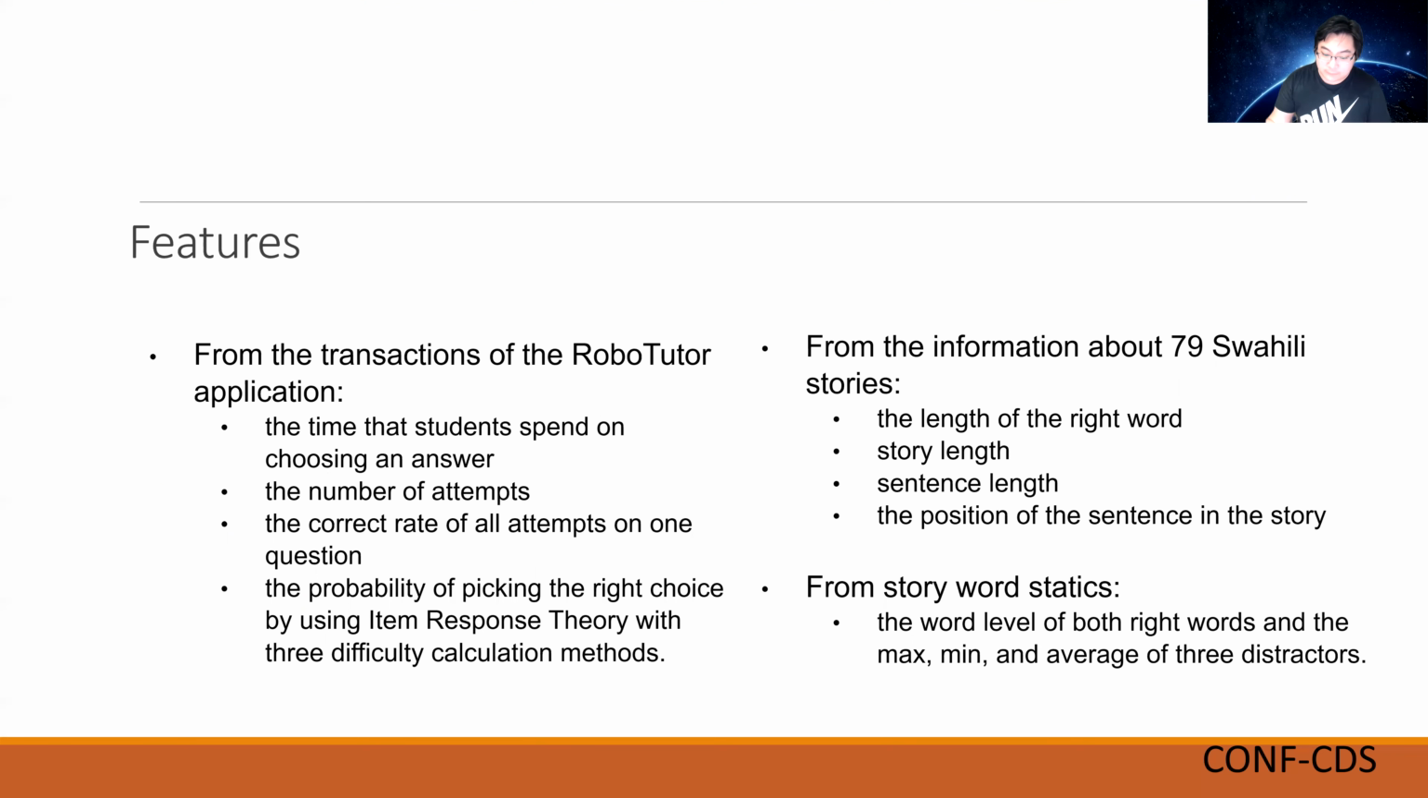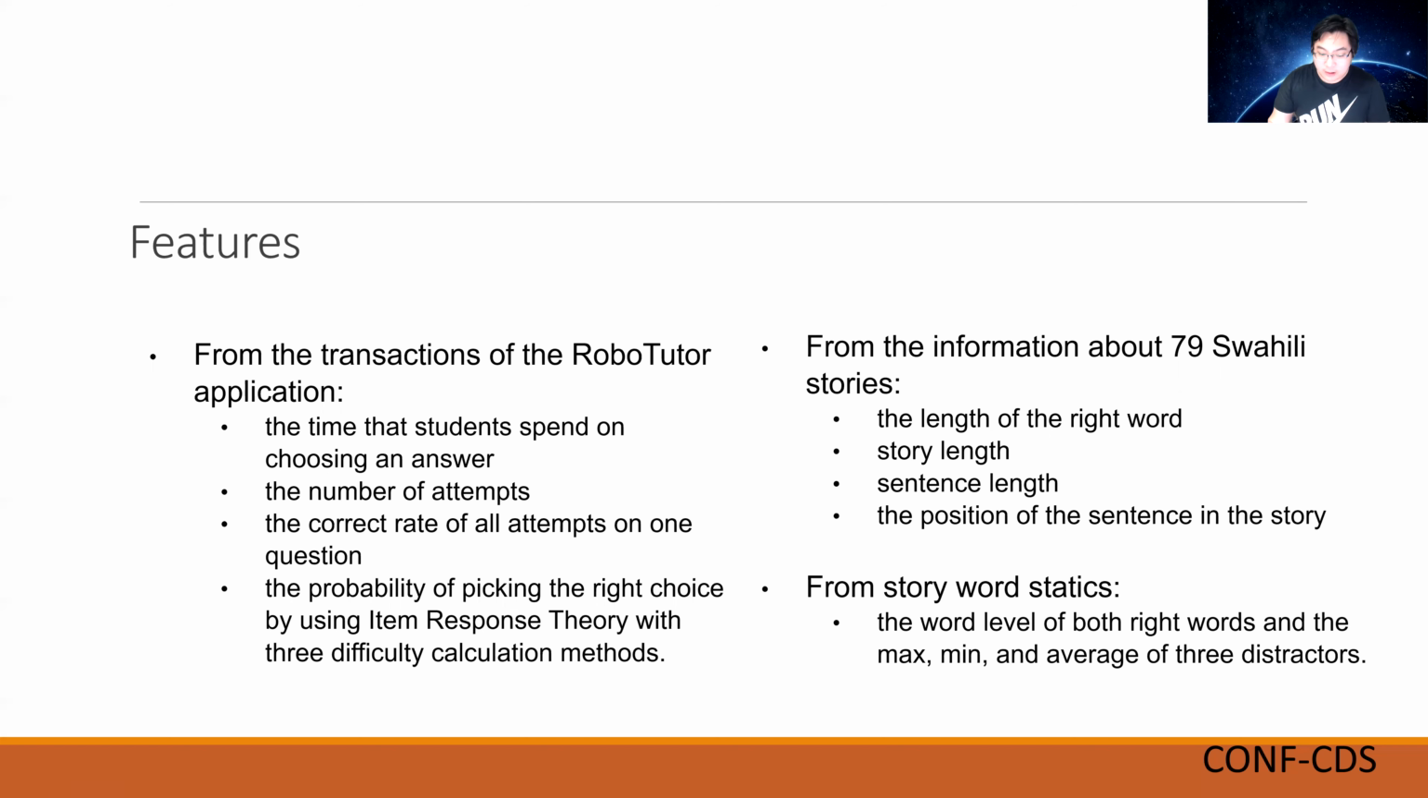From the transaction of the RoboTutor application, we extract or calculate the time that students spend on choosing an answer, the number of attempts, the correct rate of all attempts on one question, and the probability of picking the right choice by using the item response theory with 3 difficulty calculation methods.